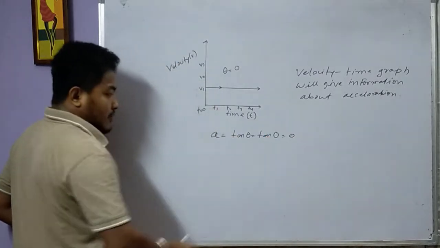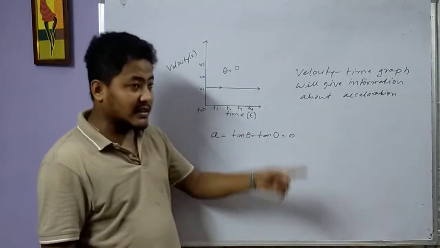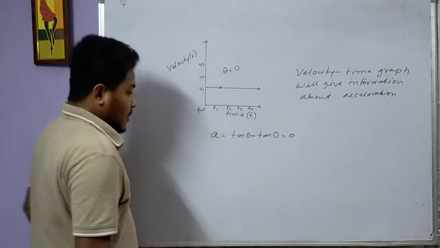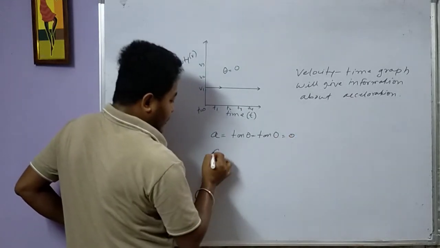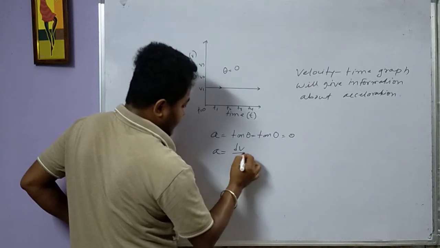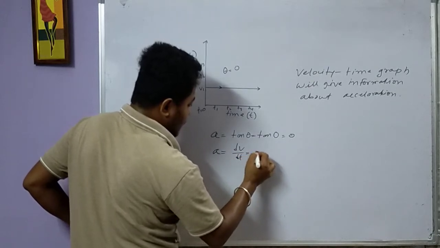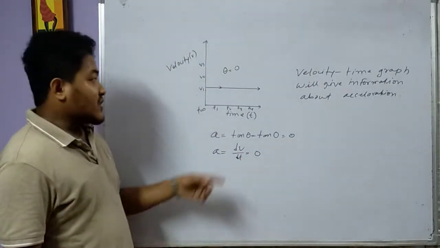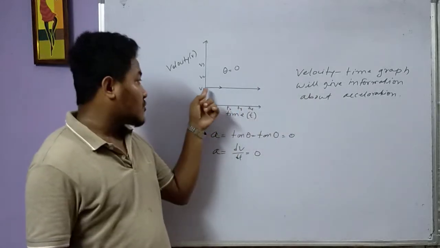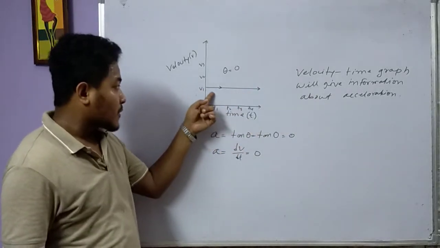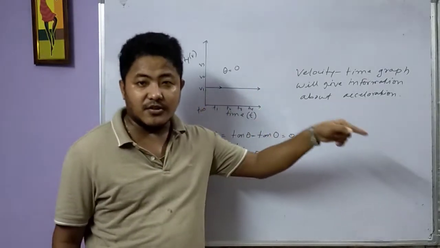Acceleration A is equal to tan theta. This slope of tan theta will tell us the acceleration. So we can find that acceleration is 0, or you can write acceleration A is equal to dv by dt is also equal to 0. Because since theta is 0, that means this slope, which is indicating the acceleration, is 0.